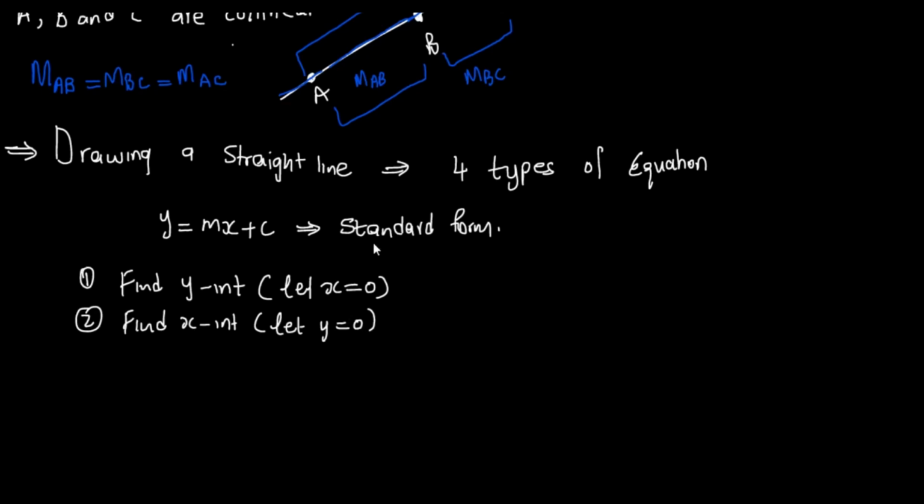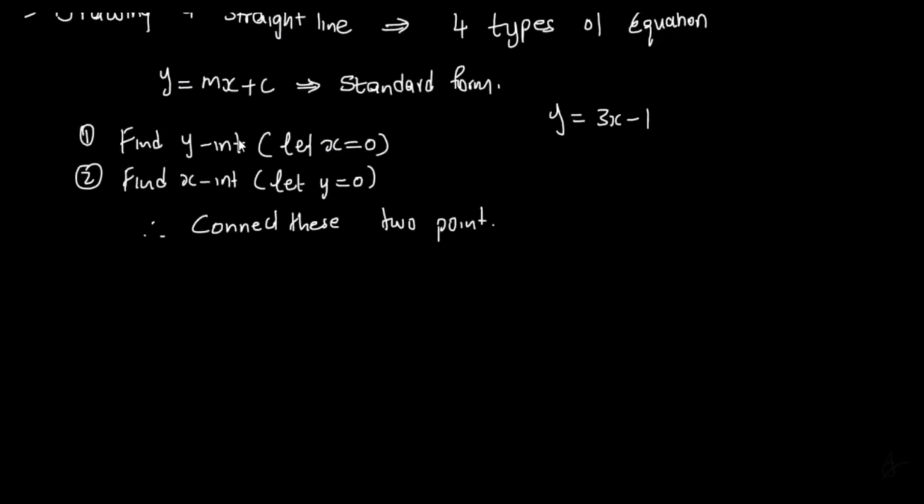So when we are drawing the equation, they'll definitely give you the equation, say y = 3x - 1. You need to know the y-intercept and the x-intercept. Therefore, you are done. You can just connect these 2 points. That was easy enough. That is type 1.